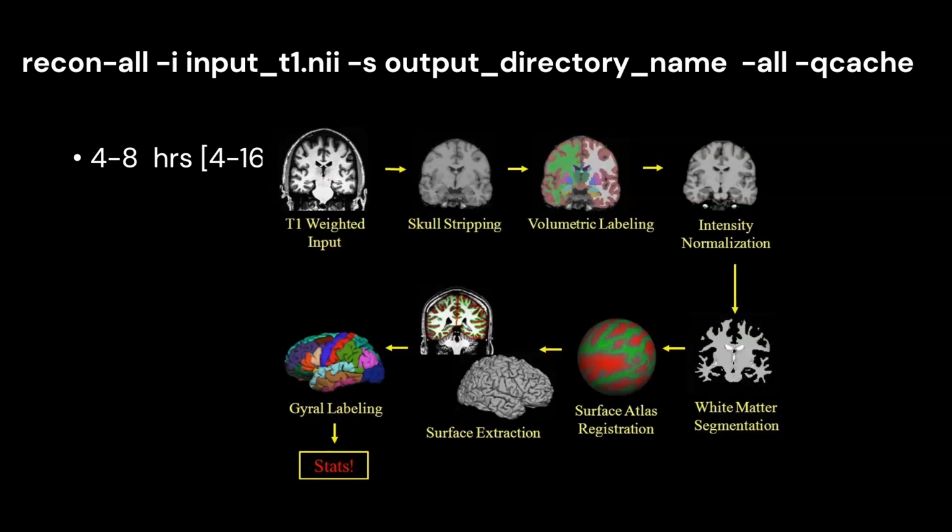And if you don't run it at this step, and if you want to run a longitudinal analysis, you will need to run recon-all again using the qcache before you're able to run the longitudinal analysis. So if you're running a cross-sectional analysis, just run the qcache in case you eventually need the output.